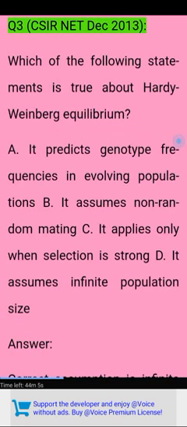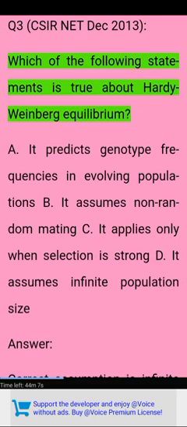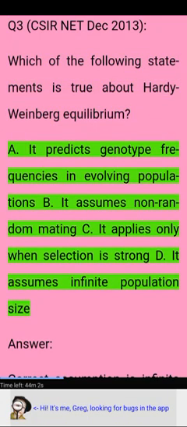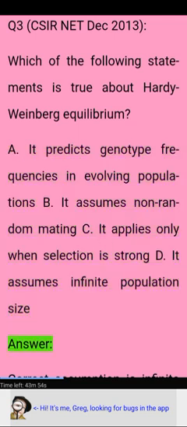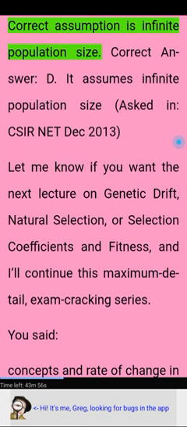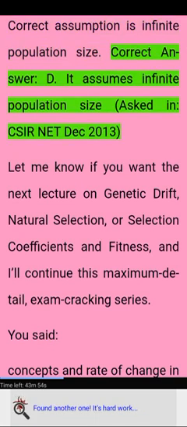Q3, CSIR NET December 2013. Which of the following statements is true about Hardy-Weinberg equilibrium? A. It predicts genotype frequencies in evolving populations. B. It assumes non-random mating. C. It applies only when selection is strong. D. It assumes infinite population size. Answer: the correct assumption is infinite population size. Correct answer, D. It assumes infinite population size.